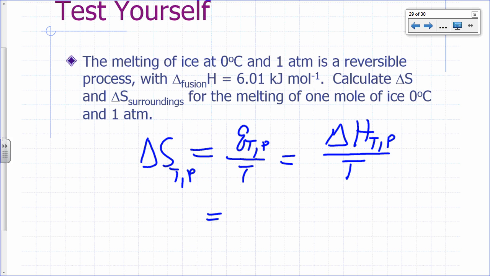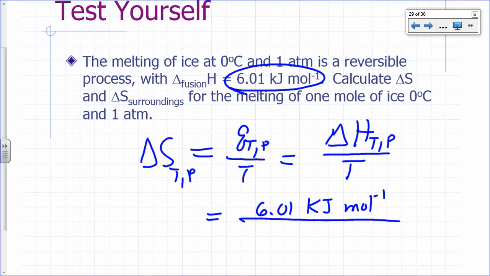What's the given delta H for the melting of ice? 6.01 kilojoules per mole. What's the temperature? What temperature is this happening?